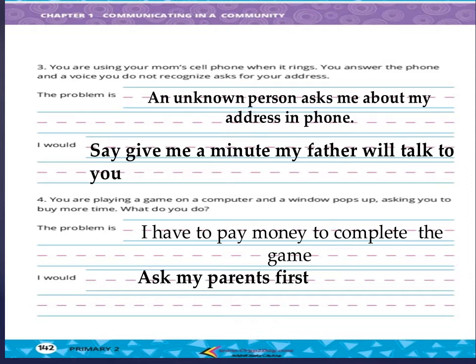Okay, problem number 4. You are playing a game on a computer and a window pops up asking you to buy more time. What do you do?